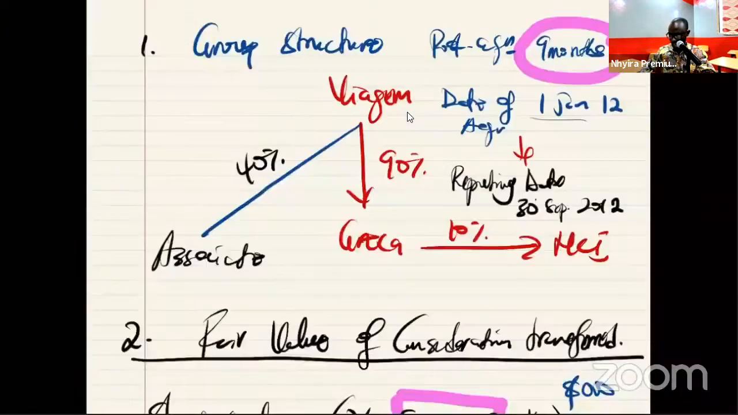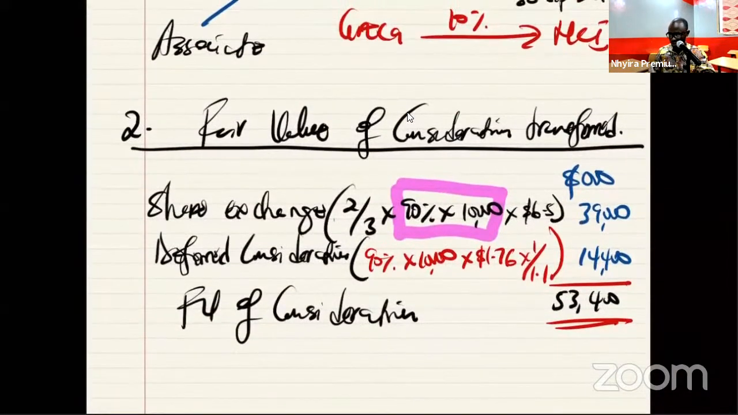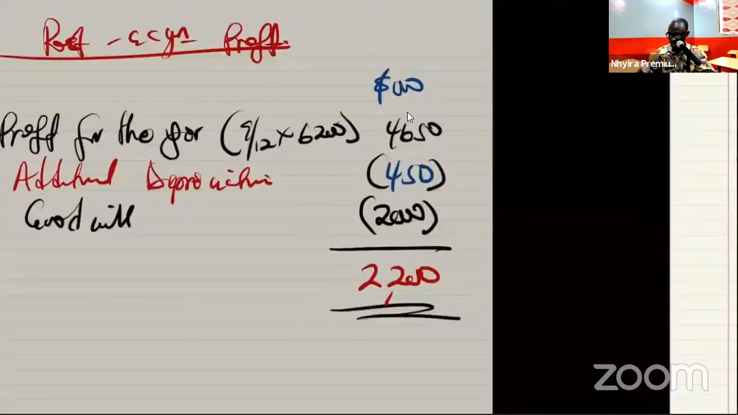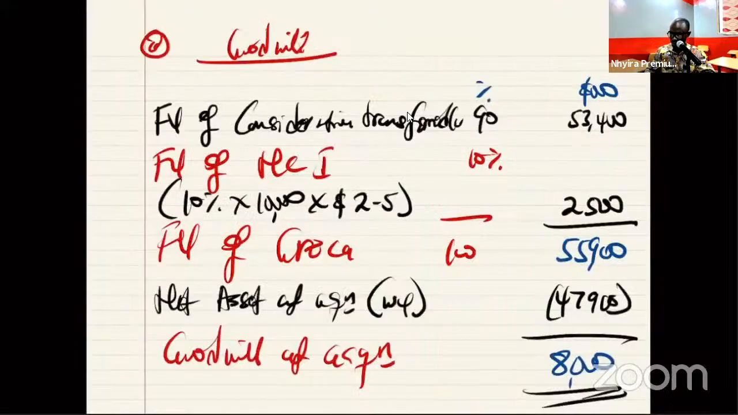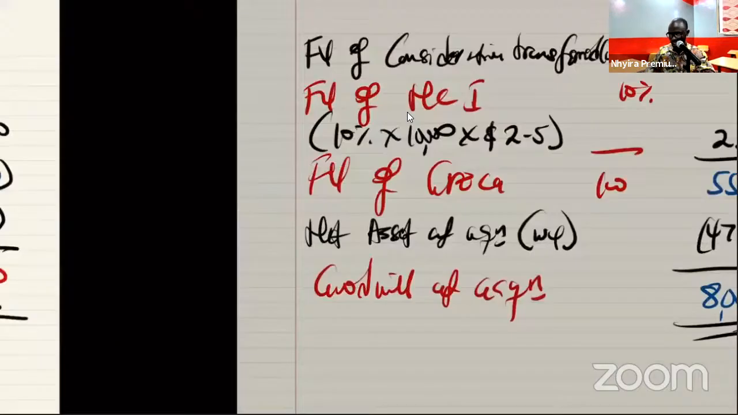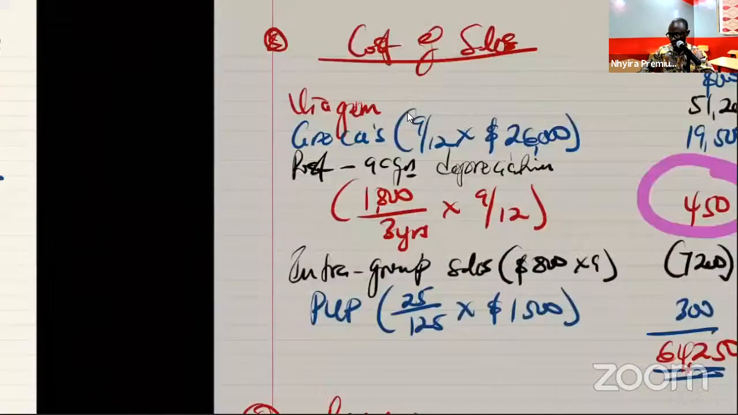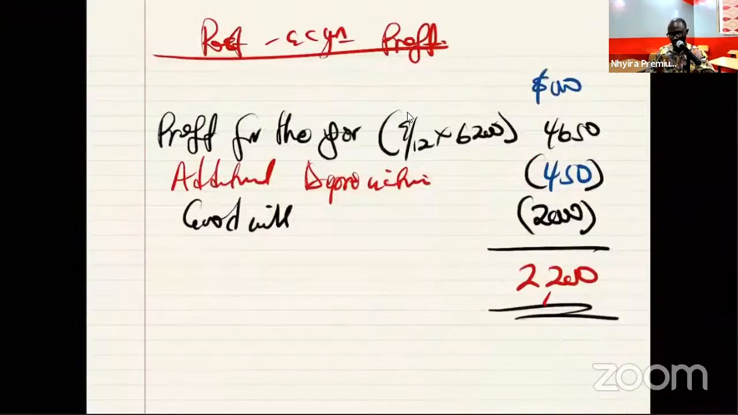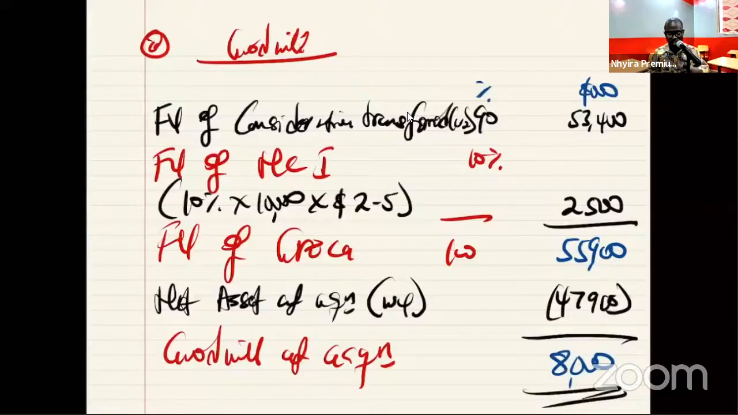Here, there was a share exchange. There was a deferred consideration. So we brought it up in workings 2. Then NCI value, we calculated it. And then the net asset at the date of acquisition, we calculated that one also in workings 4, as you can see here in that case. And that's how we arrived at the goodwill.